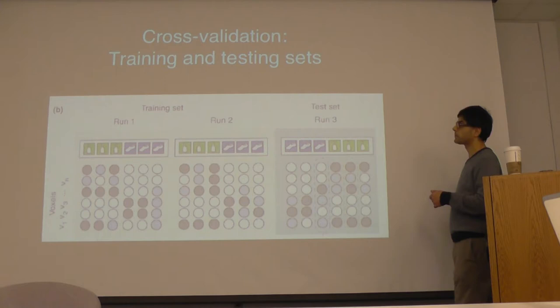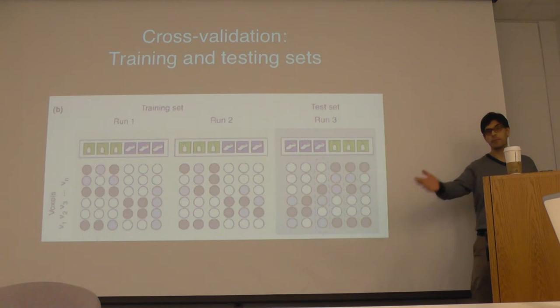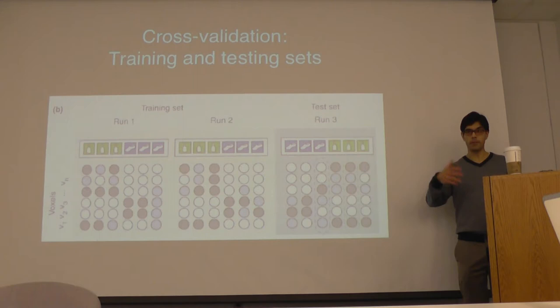So here's the example from the Norman, Haxby, and others review paper. You say you've got three runs of data, where a run in fMRI is just, you scan someone for maybe six to seven minutes, then you give them a little break, and then you scan them again, and then another little break, and then you scan them again. Each of those little scans between the breaks is called a run.